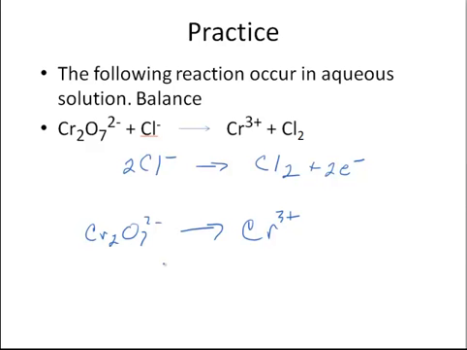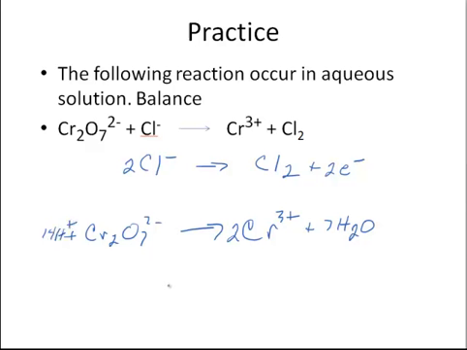Now let's go to this other half. We've got 2 chromium, 1 chromium. Let's put a 2 there. Okay, then the next thing, balance the oxygen with water. I have 7 oxygen on this side, so that means I'm going to add 7 waters over here. All right, then the next step, balance the H's with H+. Well, notice on this side I have 14 hydrogens, so I'm going to put over here 14 H+.